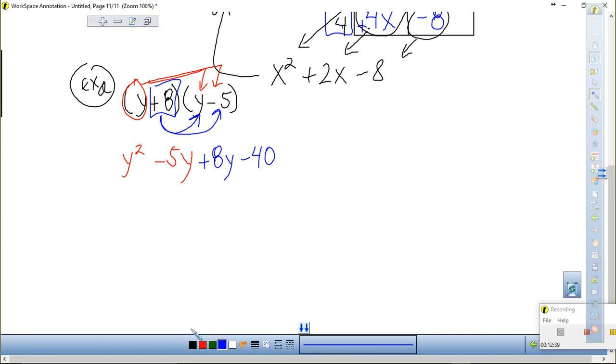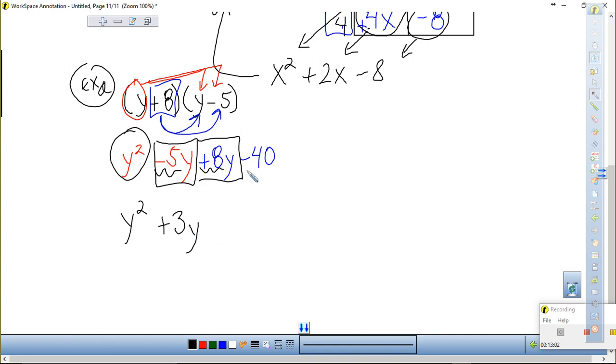Good. Now we're going to combine like terms. Is there another y squared? No. Is there another y? Yes, right here. Since they're the same, I just write it once and I focus on the coefficient. We don't do anything to those exponents now. Negative 5 plus 8, that's positive 3. And then at the end, bring down the negative 40, and we're done. Hands if you got that.